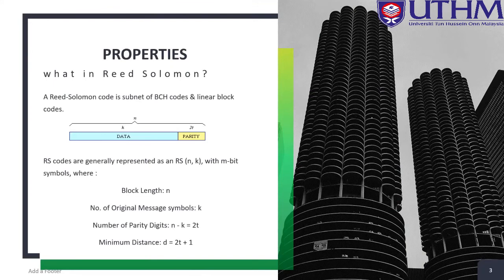Reed-Solomon code is a block code, and it's shown in figure 1. It can be defined as RS(N, K). N is the block length, K is the number of original message symbols, 2T is the number of parity digits, and D is the minimum distance.